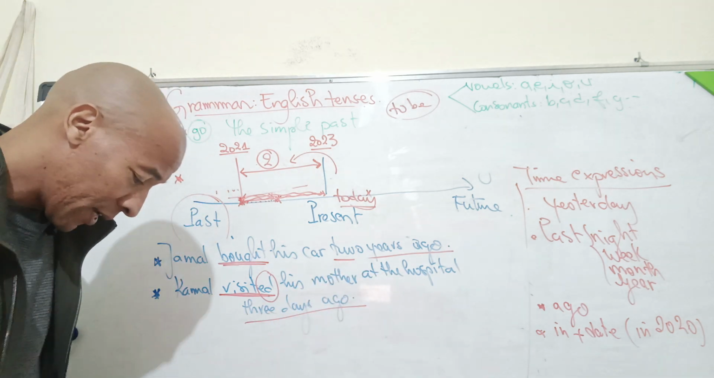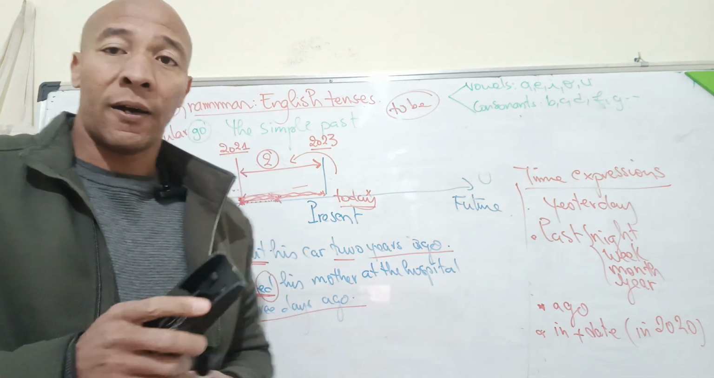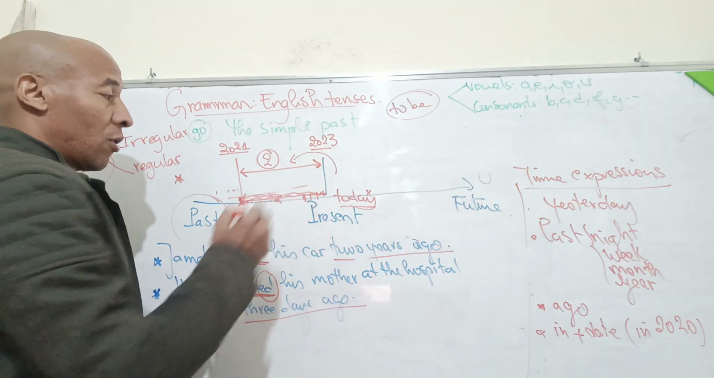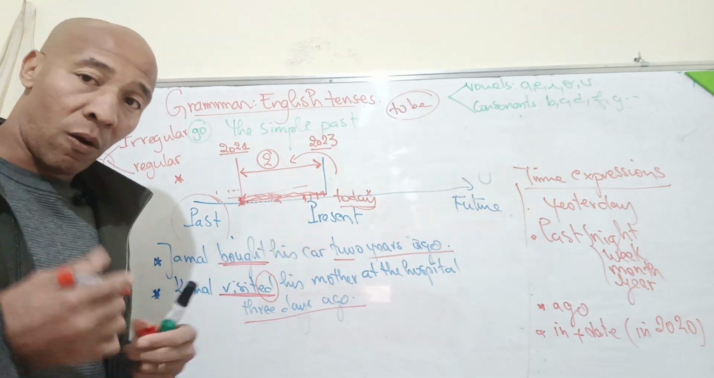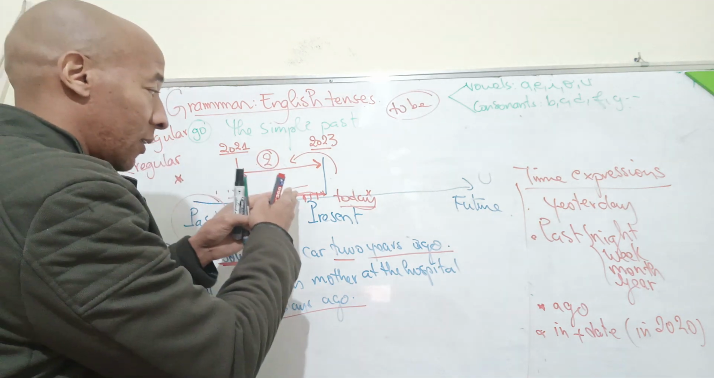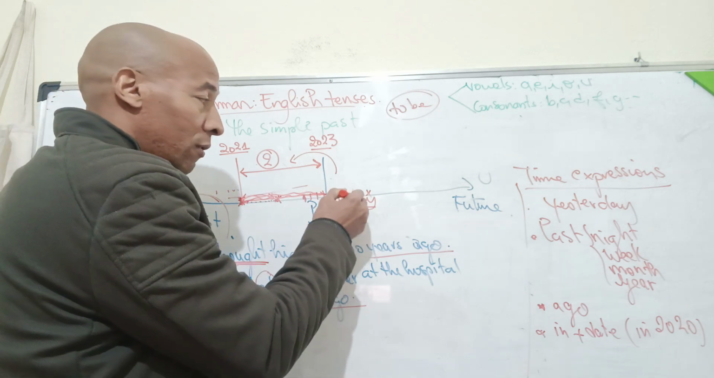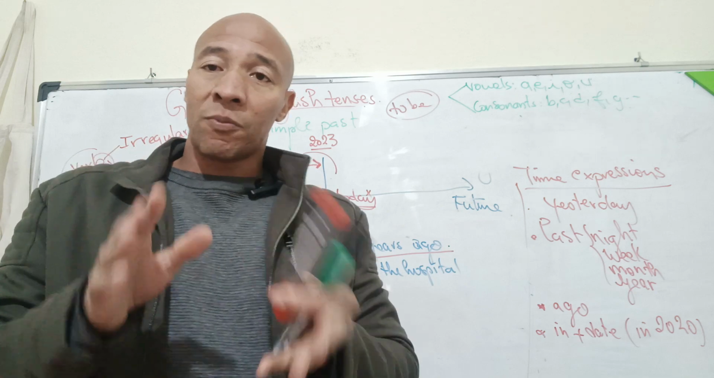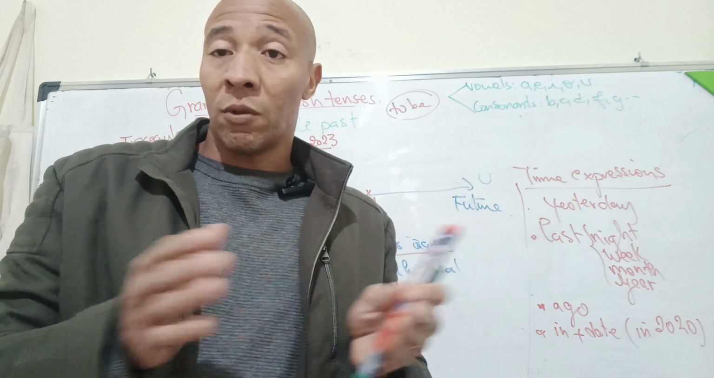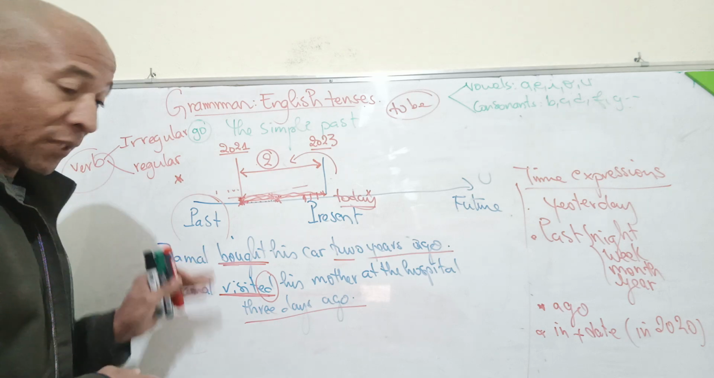So the action took place 3 days ago. It means, let's say today, so before 3 days, okay? So he visited his mother 3 days ago. Now it's a complete action in the past. It means the action started in the past and finished in the past. It has no connection to the present. We'll see the difference when you contrast simple past with present perfect. We will see the difference in meaning.